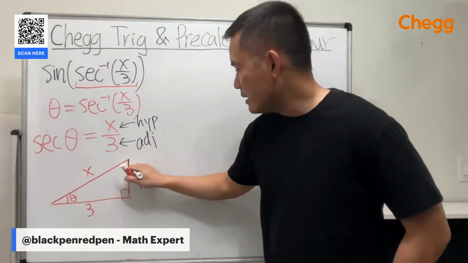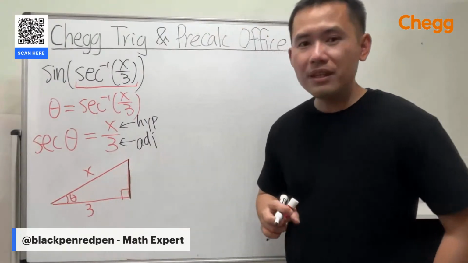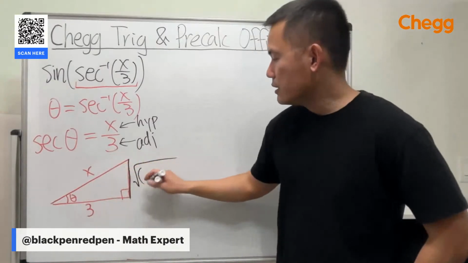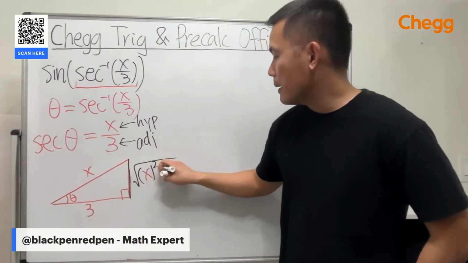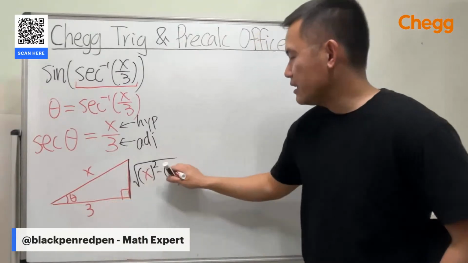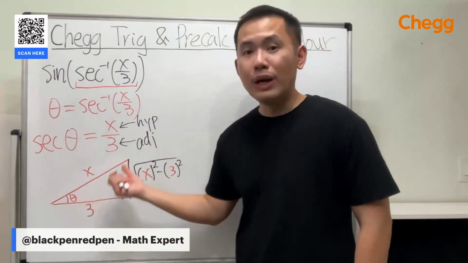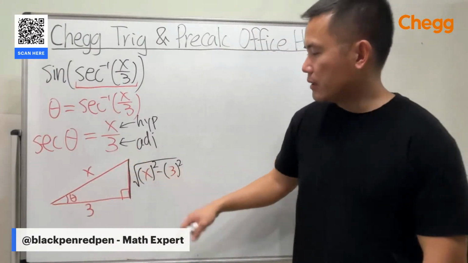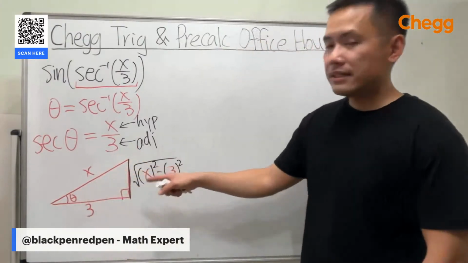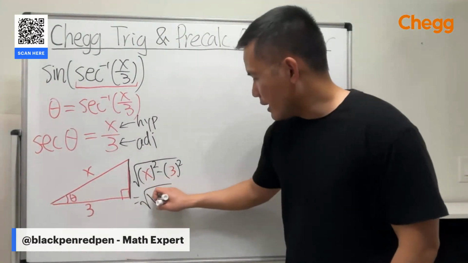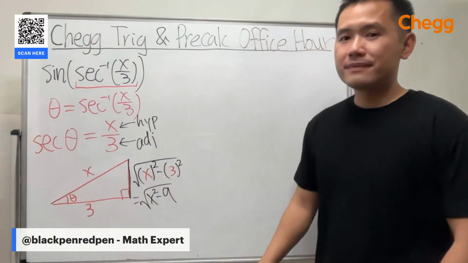For the other side, do the same thing. First, open the square root. You take the hypotenuse, square that, minus the other side, square. If the unknown is on the hypotenuse, you will have to add them up. But here, hypotenuse squared minus the other side squared. And this right here is just square root of x squared minus 9.